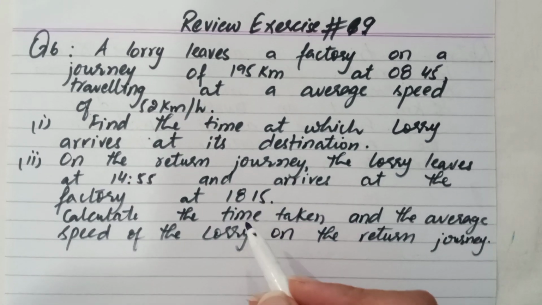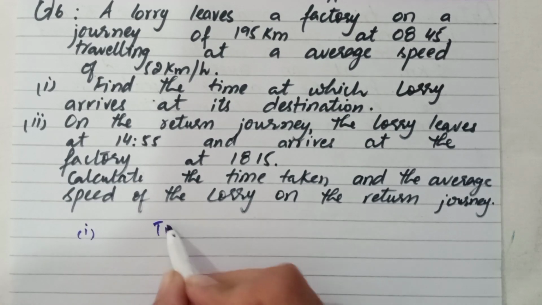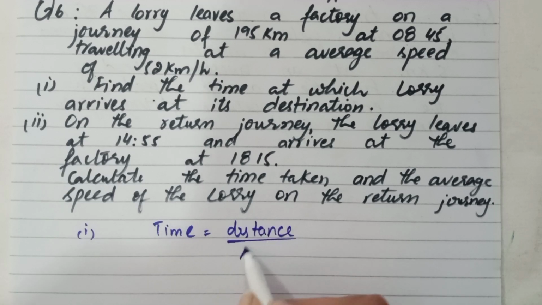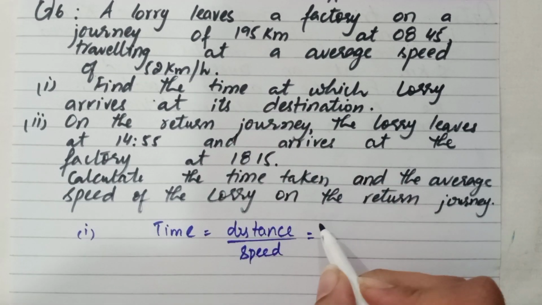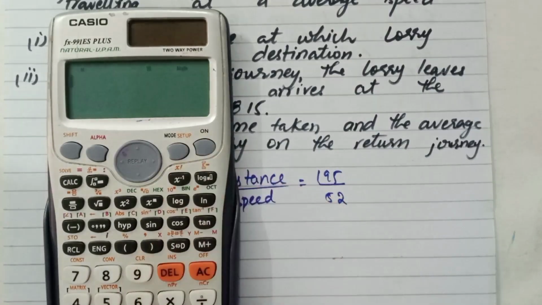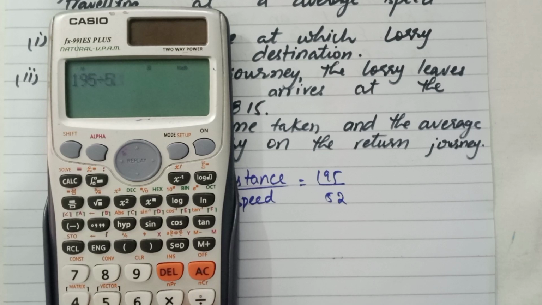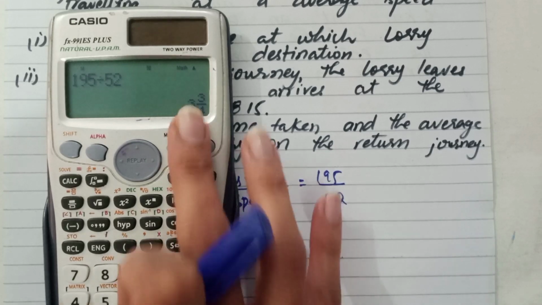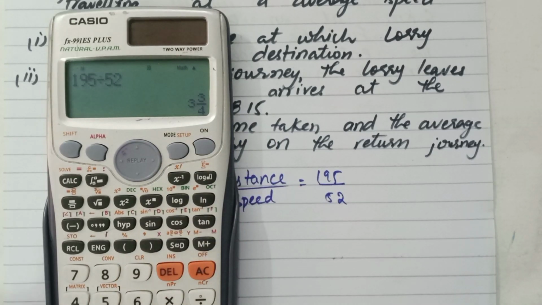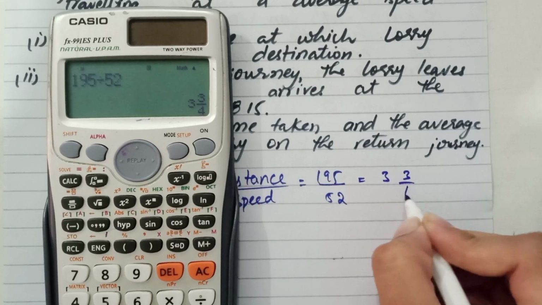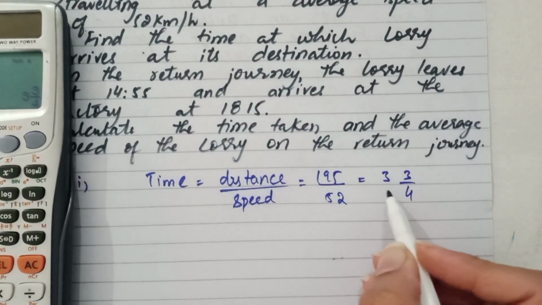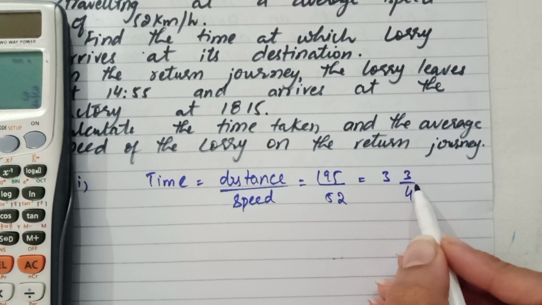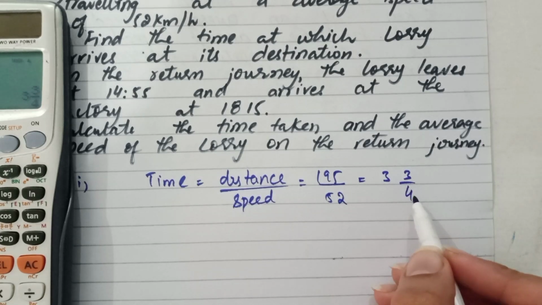We know the formula to find the time is distance over speed. Distance is 195. 195 divided by 52, and by pressing shift we get the answer as a mixed number, that is 3 by 4. We know that is in hours and we have to convert this into minutes. That 3 by 4 means it is 45 minutes.